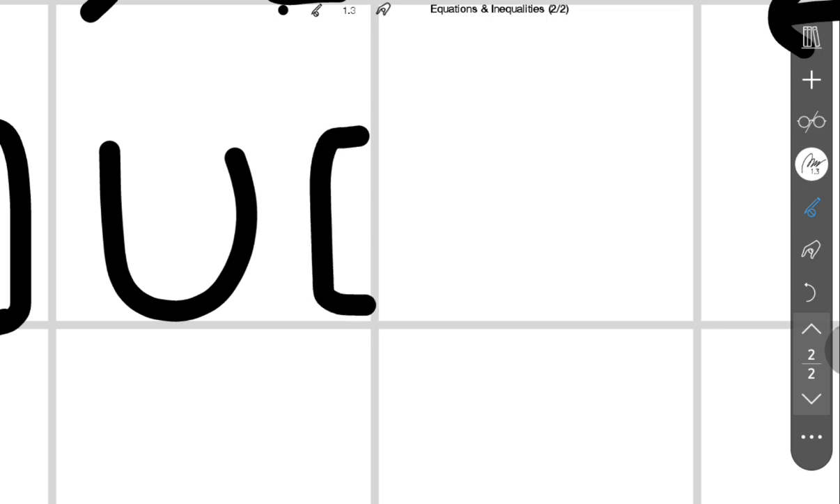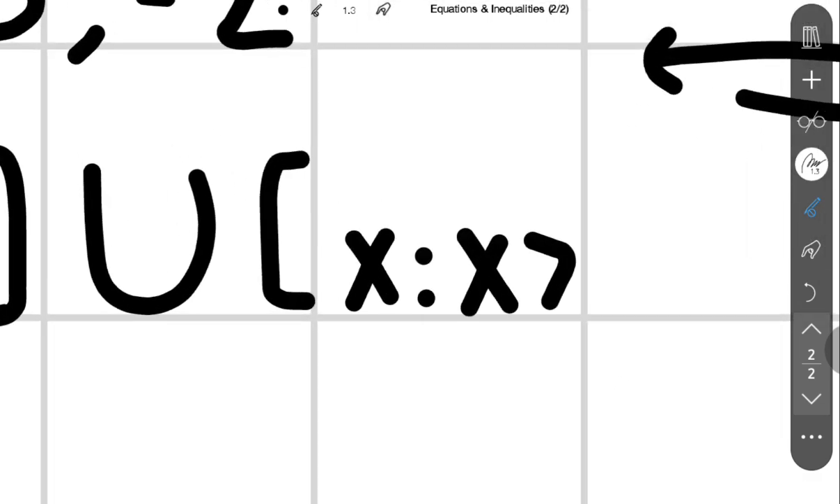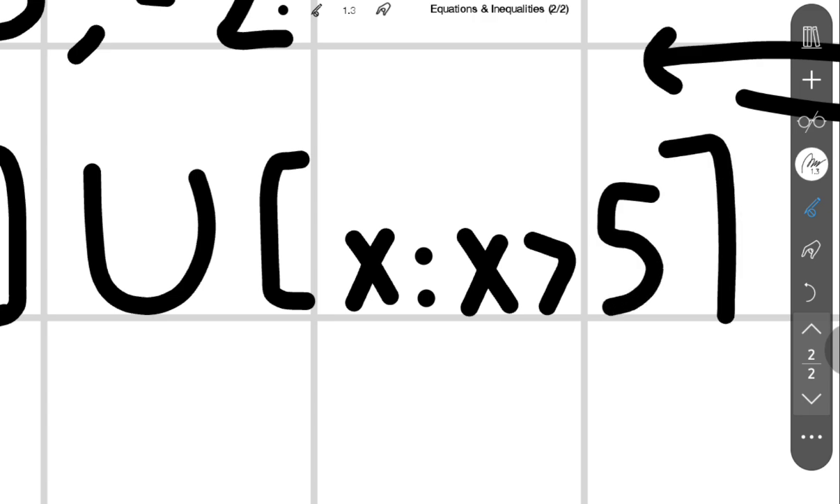And x greater than 5. So this is our answer.